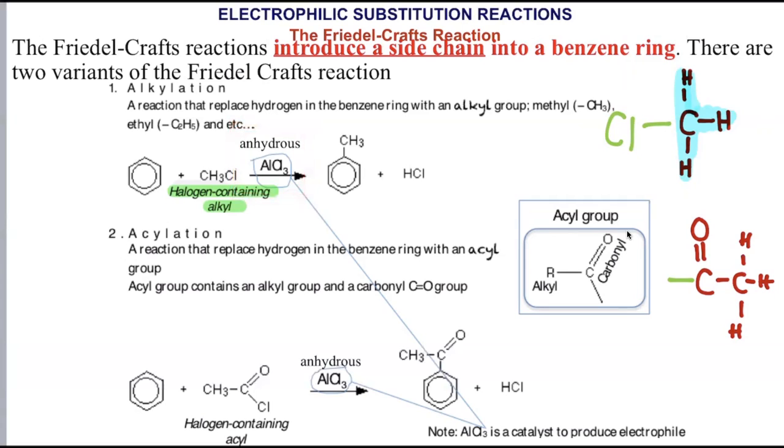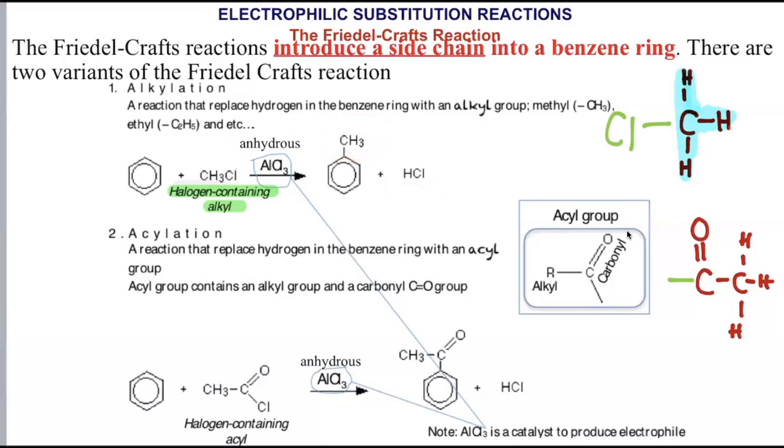So once you have the reagent, which is CH3Cl, and a catalyst, that's all the conditions you need. Remember that it has to be anhydrous. That means not aqueous. It has to be dry. In terms of temperature, this reaction can happen at room temperature. So what happens is that the methyl group is attached to the benzene and you form HCl, hydrogen chloride.